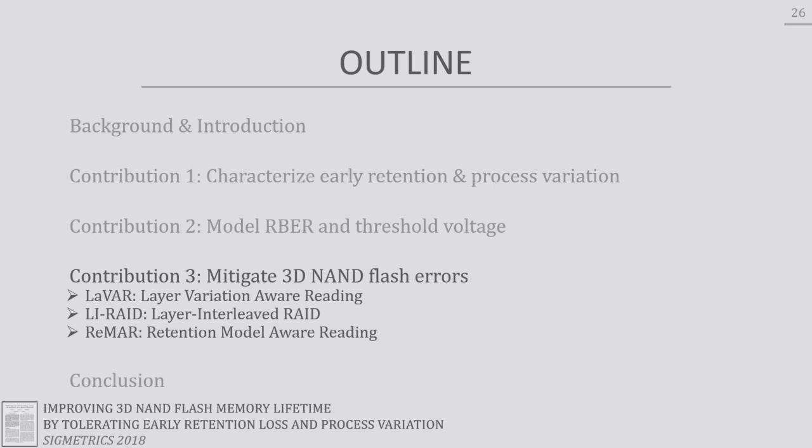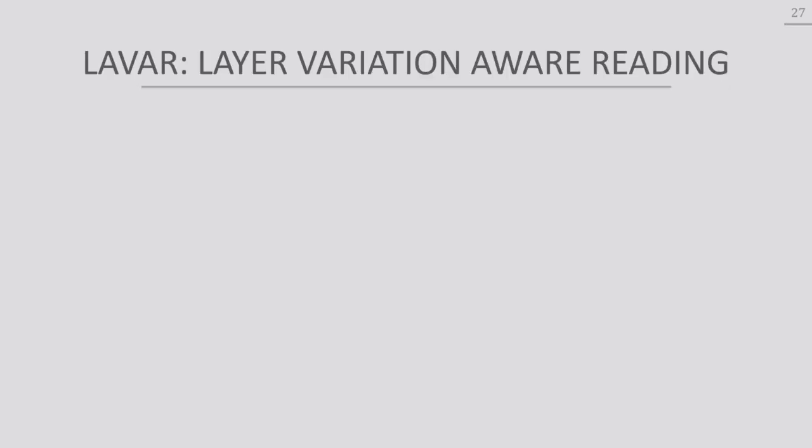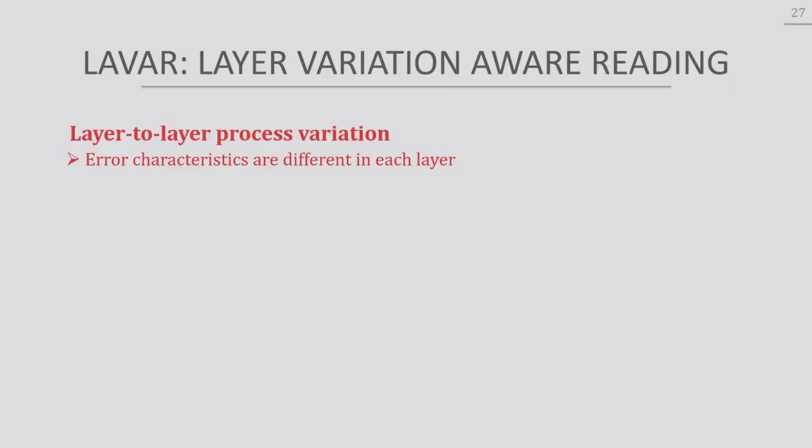So these are the 2 models that we proposed, and then we developed 3 new mechanisms that take advantage of this model as well as the indications of this model to improve flash reliability. The first technique is layer variation aware reading.